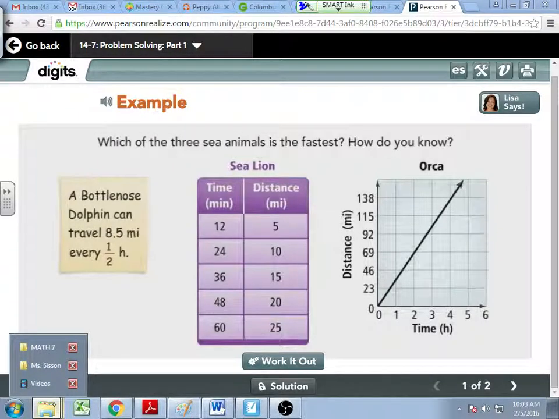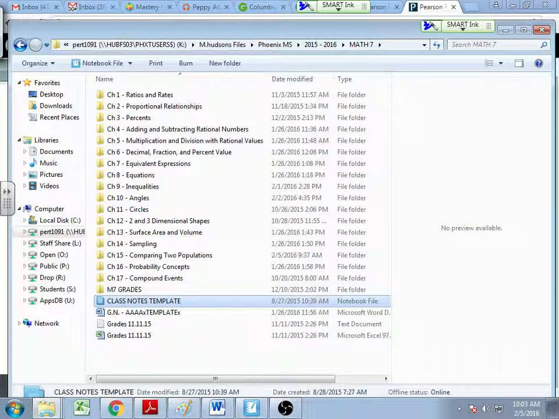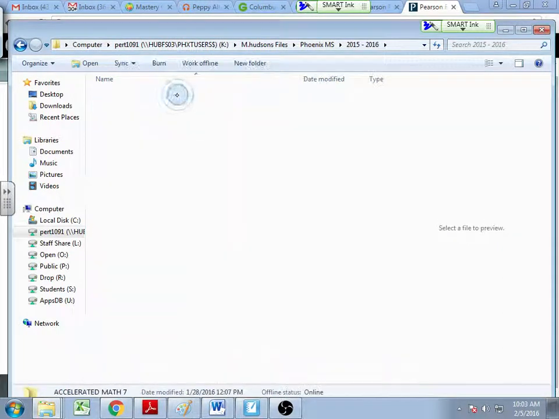So try these out. I'm going to pull up the notes because it's a little easier to write into the notes.